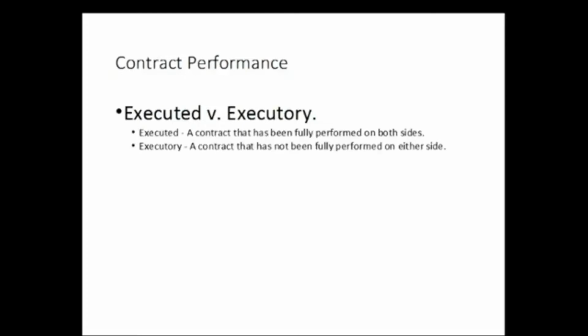If you have contract performance, it can be either executed or executory. Executed is that a contract's been fully performed on both sides. It was executed and done. Executory is a contract's not been fully performed on either side.